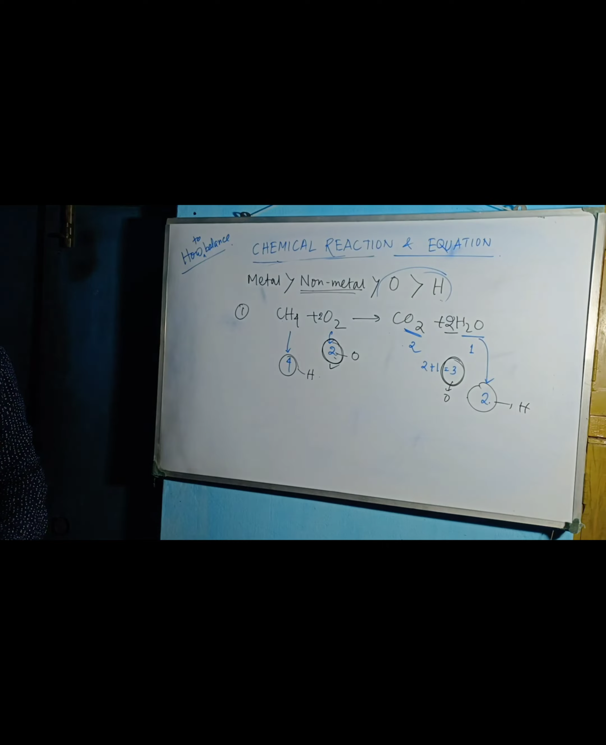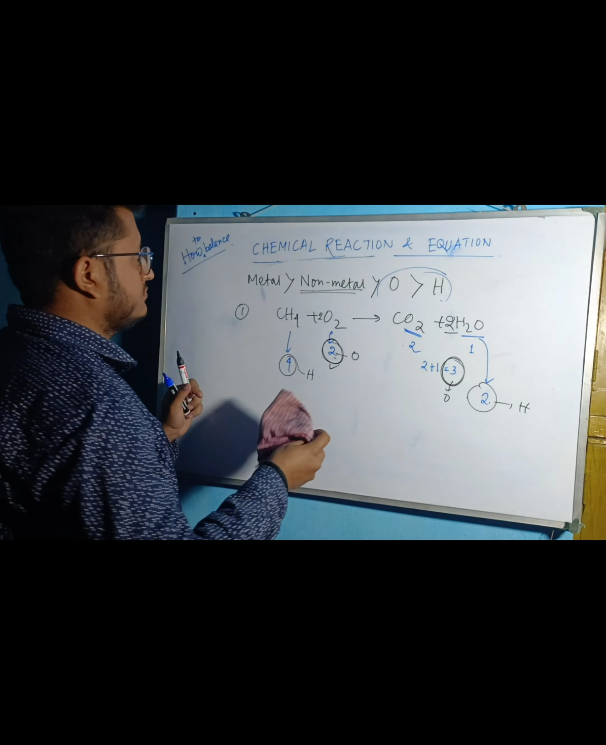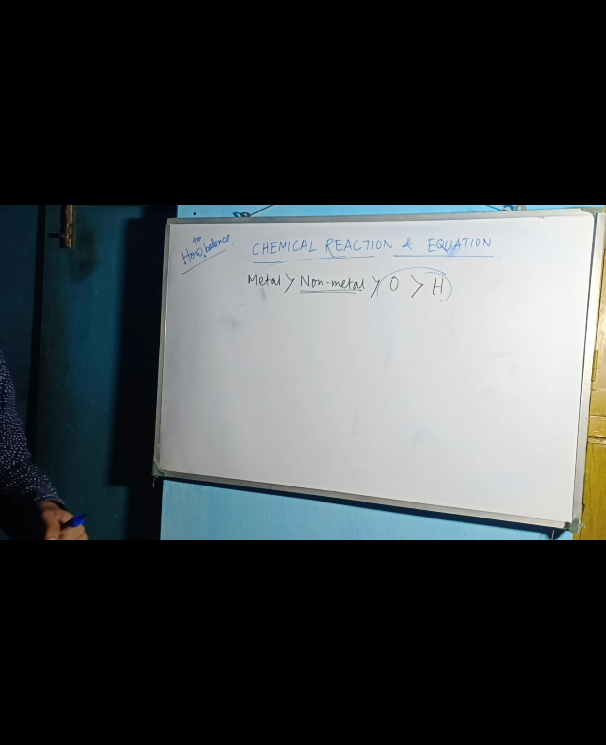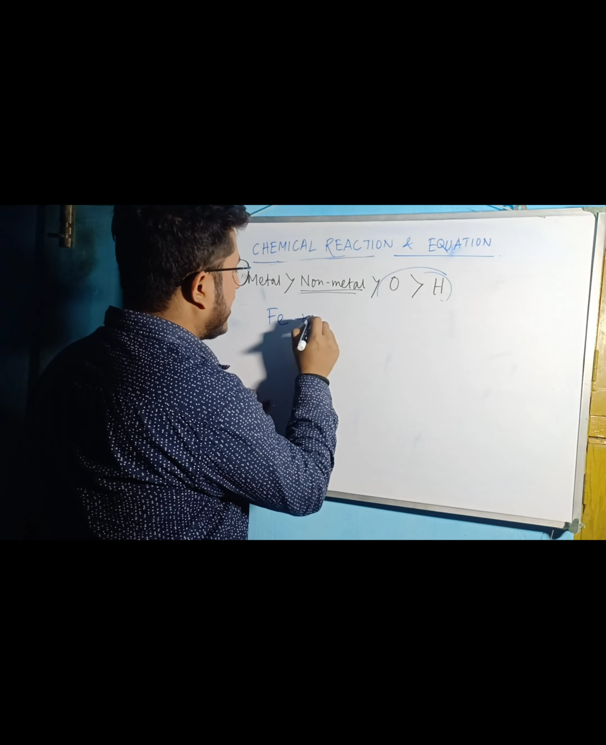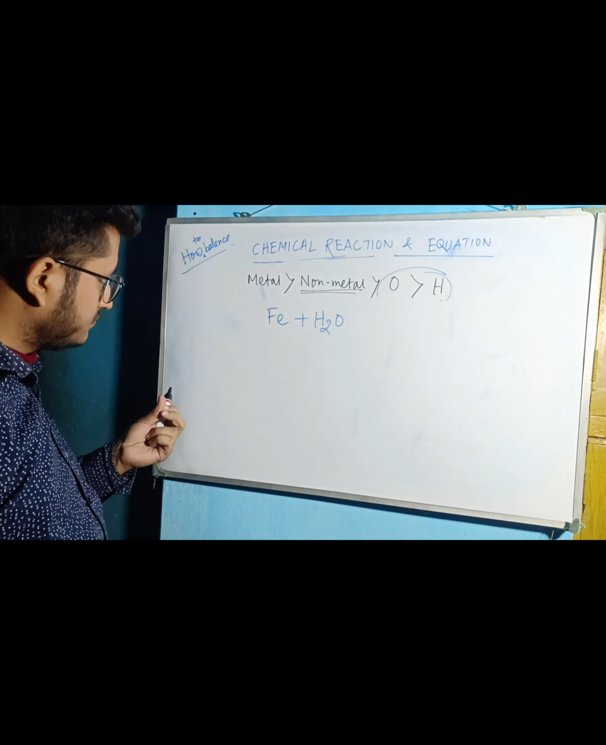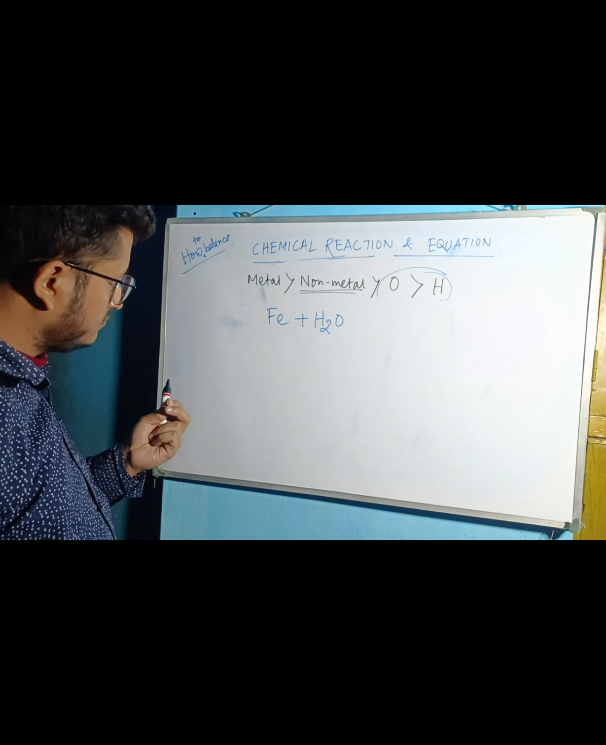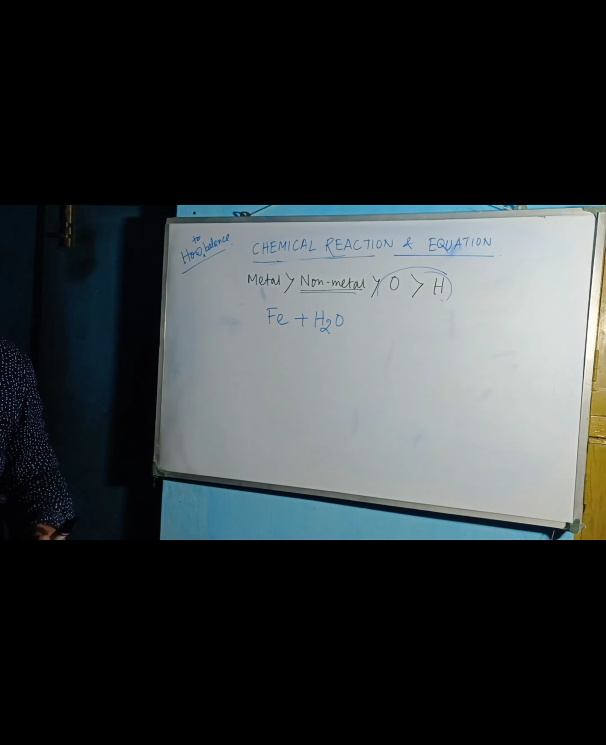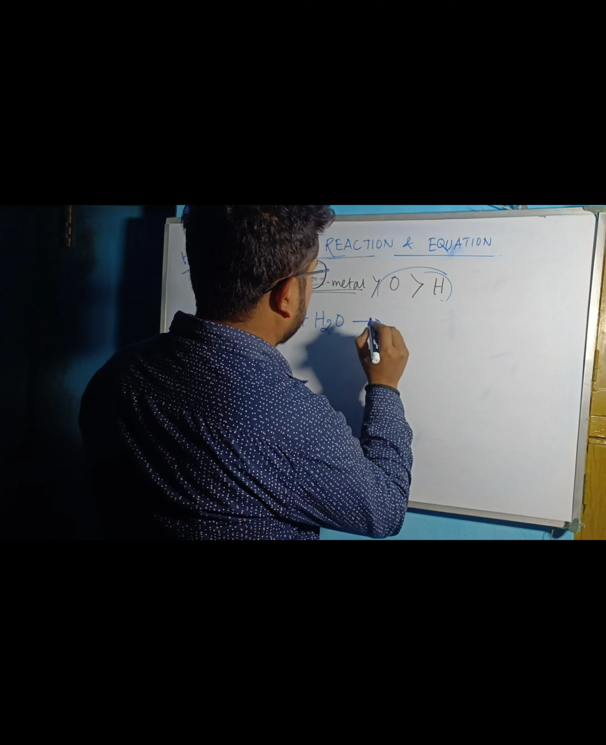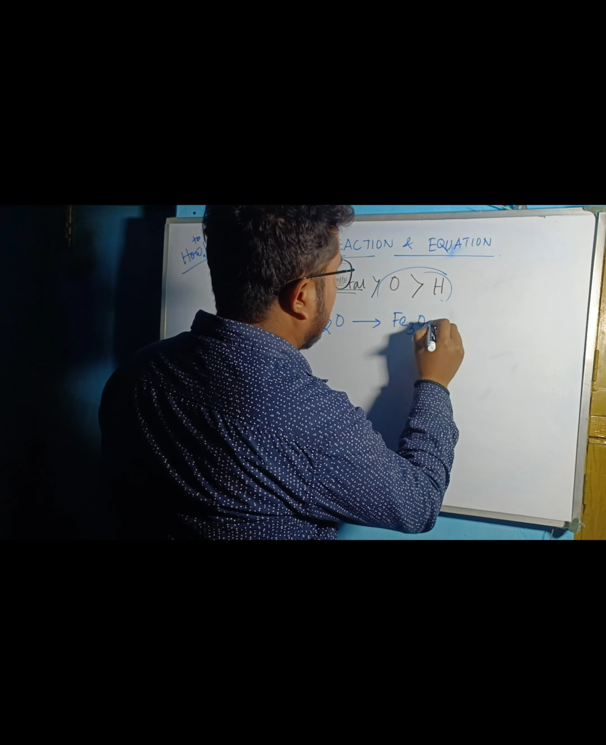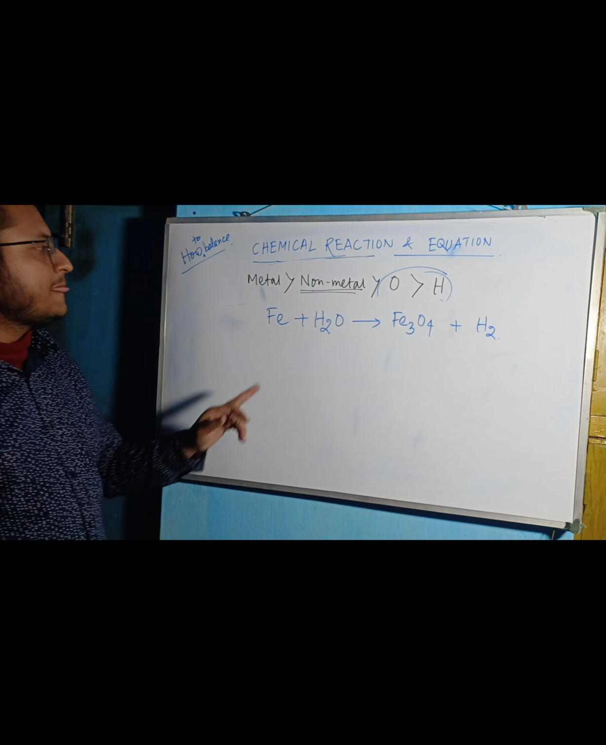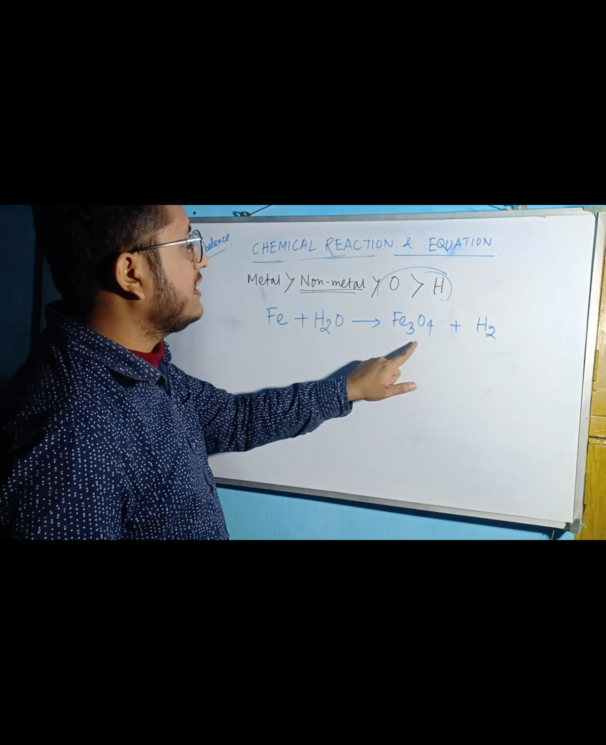Let's take another example, to clarify it more. When iron reacts with H2O, it will give Fe3O4 plus hydrogen. When iron reacts with water, it will give Fe3O4 and hydrogen.